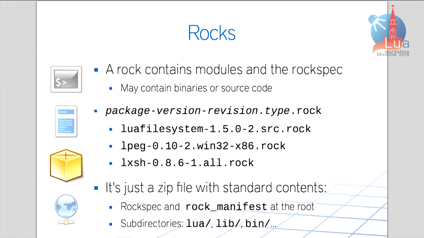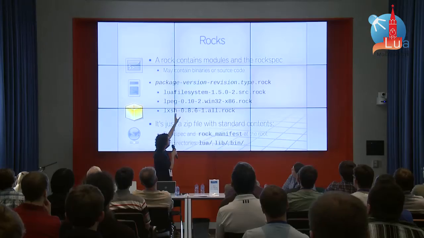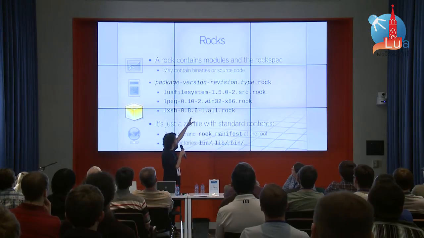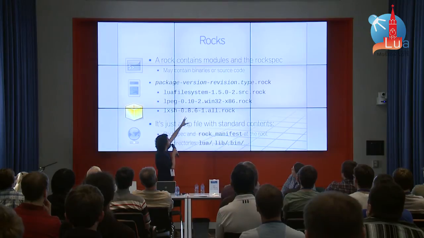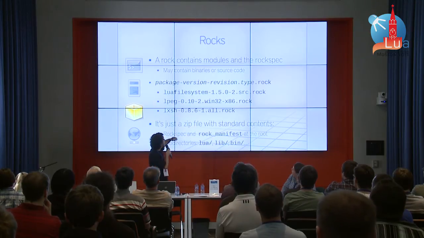So then we move to the next one. And rocks. What's a rock? Well, it's a file. It's an archive file containing everything that you got compiled. And the file names follow this pattern. We have the package name, the version, the rock revision. So for LuaFileSystem 1.5.0, you would have a file like that.